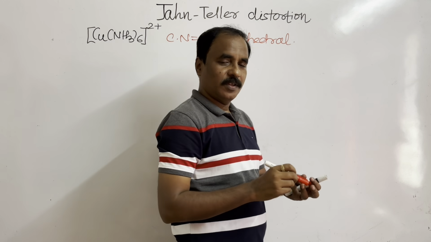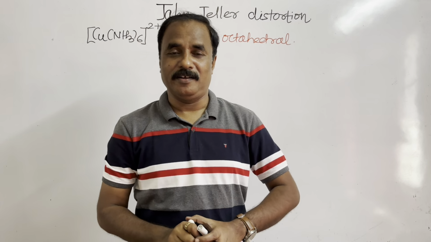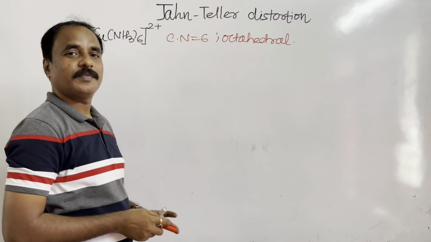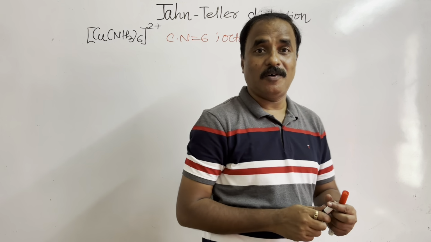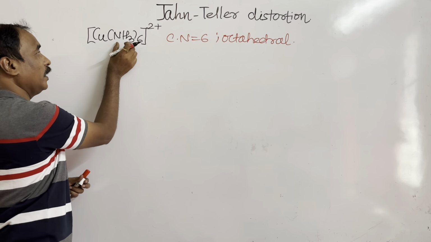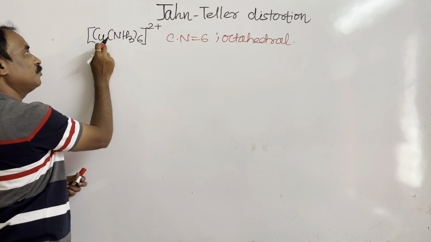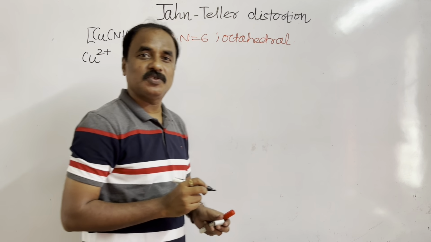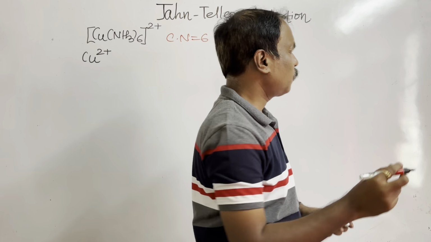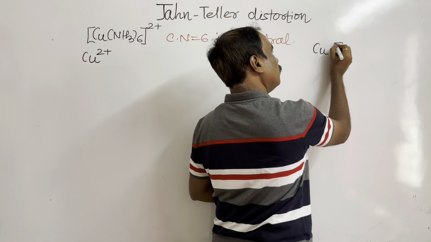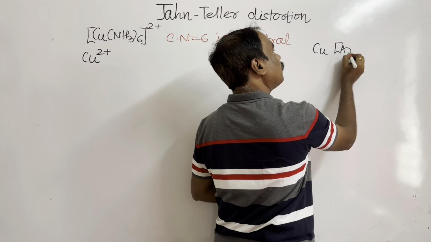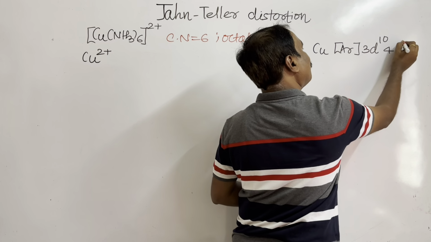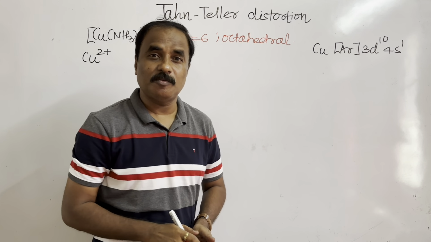Now we'll see whether it is a regular octahedral or distorted. It depends on the electronic configuration of copper in this complex. What is the oxidation state of copper here? Ammonia is neutral, so this +2 is directly present on this copper, and here it is Cu2+, so copper is present in +2 oxidation state. We know that the electronic configuration of copper is argon 3d10 and 4s1.